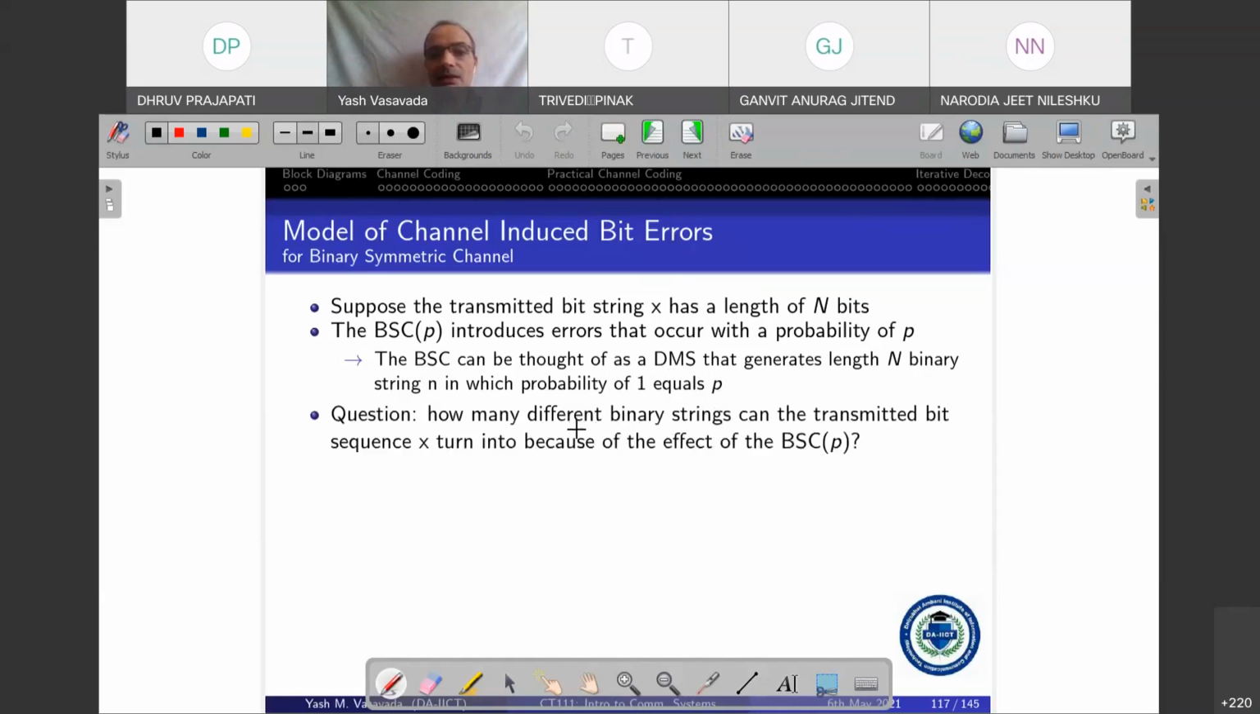The question is, as capital N becomes larger, and so the sequence becomes longer and longer, how many different binary strings can be introduced by the BSC? That is the question. Who can answer this?